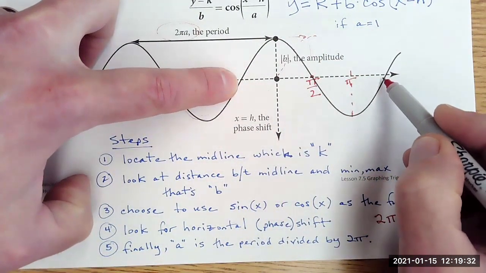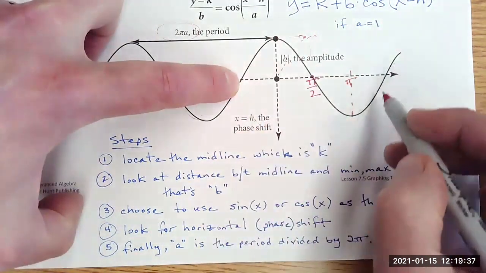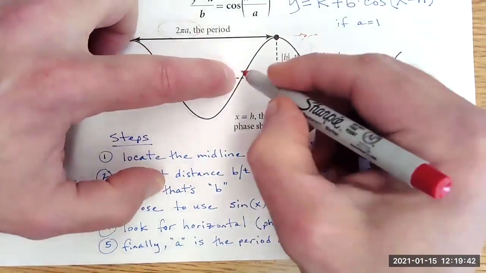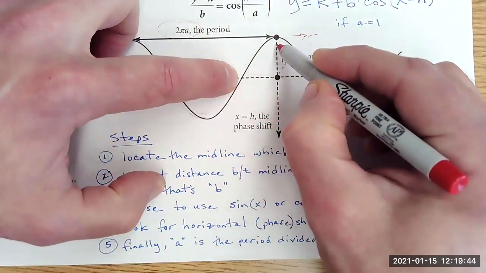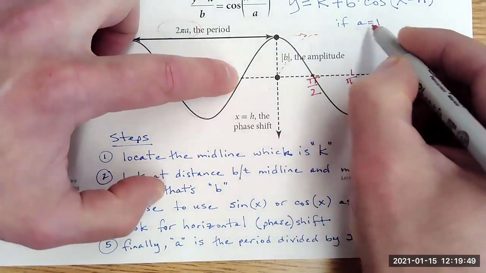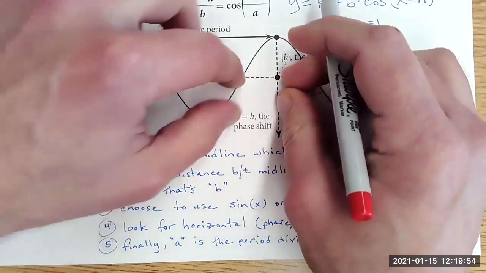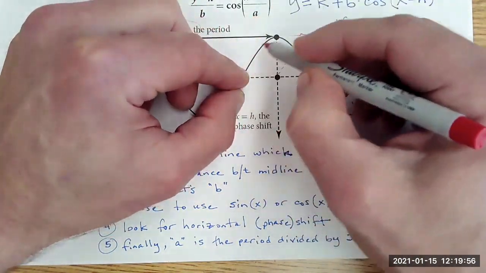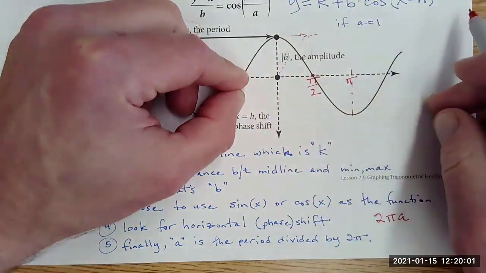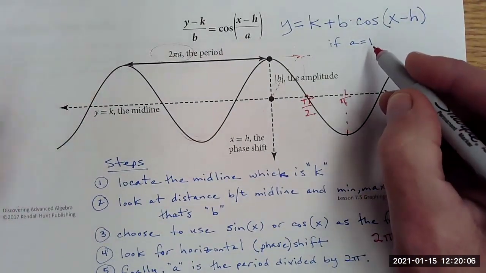That 2 pi divided by 2 pi gives you a. If the period is 2 pi, then a is 1. If I can get a full cycle in less than 2 pi, then that means my a value is going to be less than 1. If instead I notice it's taking longer than 2 pi to get to a full cycle, then it's stretched horizontally and I have an a value that is larger than 1.